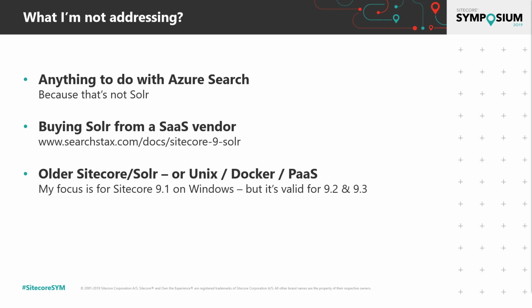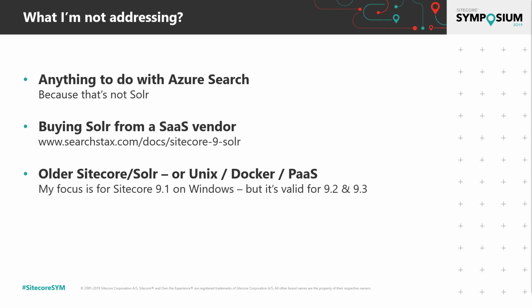I'm not talking about running on Unix or in containers or PaaS, just on Windows. My experience is from Sitecore 9.1 specifically, though 9.2 and 9.3 are pretty similar. So my goal for this session is to help you understand what a deployment of Solr for Sitecore 9 looks like, why that is, and how you get there.